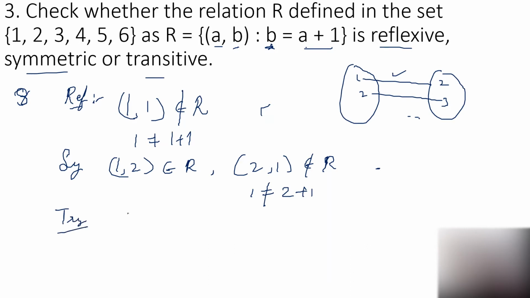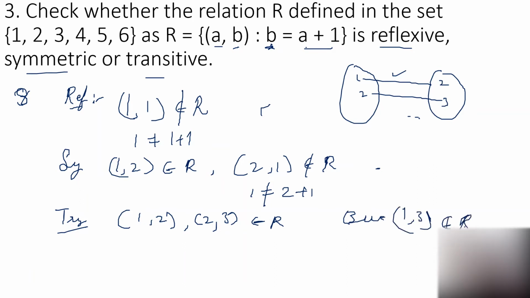Is it transitive or not? It's clearly seen from here. 1 and 2 are related. 2 and 3 are related. But 1 and 3 are not related. Does not belong to R.